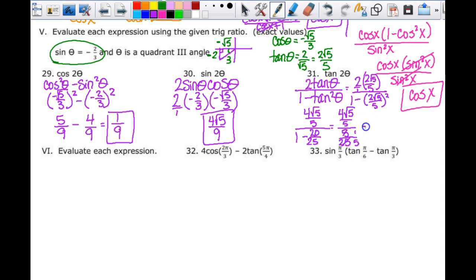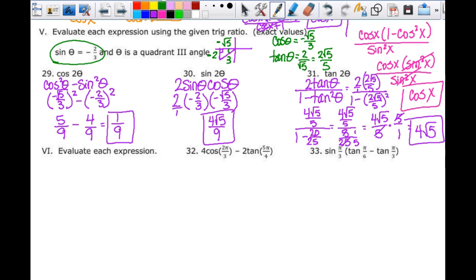Then I'm dividing fractions, so I'm going to flip and multiply. 4 square root of 5 over 5 times 5 over 1. Those cancel out, and I get 4 square root of 5. Make sure you square the denominator too, just like I said. Like my daddy always said, do as I say, not as I do.